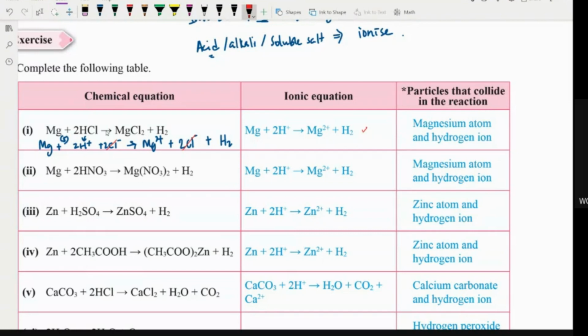So why do we need to write the ionic equation? Because in the collision theory, we need to find out what particles collide with each other in the reaction. What ions collide? These two, the reactants. Magnesium is a solid, so with magnesium you need to mention atoms. Then hydrogen, H positive, so hydrogen ions. You have to mention them correctly. So magnesium atoms collide with hydrogen ions. Any question?